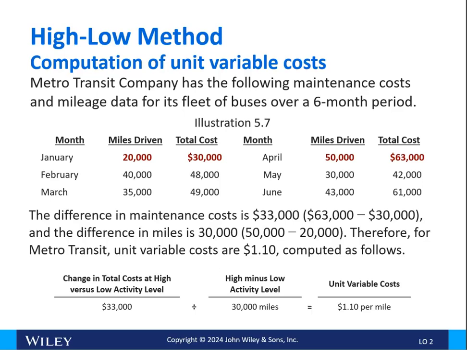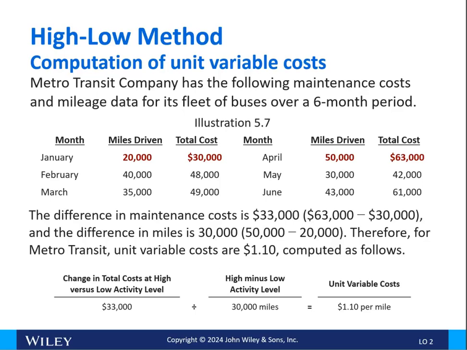So we'll go through an example. Metro Transit has the following maintenance costs and mileage data for its fleet of buses over a 6-month period. So we have 6 months, number of miles driven, and the total cost of each month. The difference in maintenance cost is $33,000 between the high and the low. The high month being April, 50,000 miles driven, $63,000 total cost. And the low month of January, 20,000 miles driven, $30,000 cost. The difference in miles is 30,000, again the 50 minus the 20 from April to January.